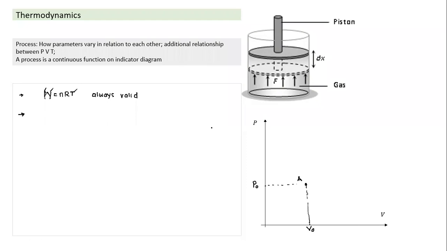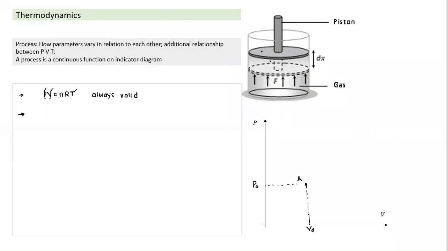Now, let's see what the process means. The gas is kept here, and the pressure is atmospheric because the piston is massless and we have not kept any weight on top of the piston. Outside pressure and inside pressure are the same. Now, if I start adding some weight on top of the piston, gradually, let's understand what the process is.